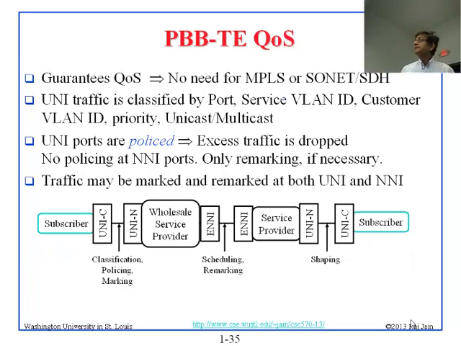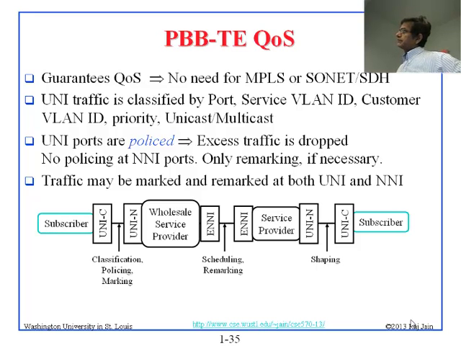So quality of service, guaranteed quality of service, no need for MPLS or SONET SDH. UNI traffic is classified by the port with the service VLAN ID, customer VLAN ID, priority, unicast, multicast. All of these things are looked at, and then put into the packet. UNI ports are policed. We saw those two leaky buckets, and we use those two leaky buckets. Access traffic is dropped. Access means which is beyond the access itself, right? And no policing at the NNI port. So there is no policing in between. You cannot do policing from carrier to the next carrier, but you do the policing at the beginning.